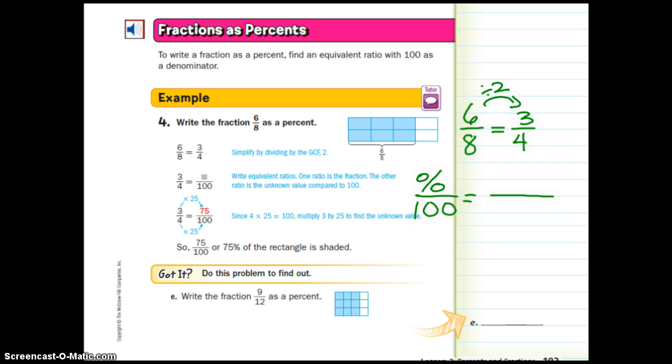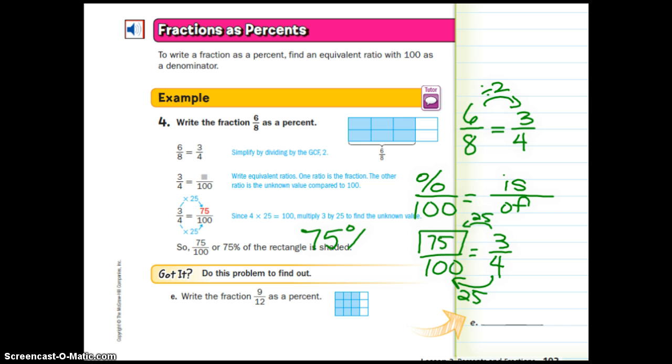I have percents over 100. We'll talk about that in another lesson, but I always keep the percent and 100 on the left side. So with that in mind, we need to figure out what percent this is. So we have 3/4, which was originally 6/8. So I come over here, I multiply by 25. I multiply the top by 25, and I get 75. 75 over 100 can be written as 75%.